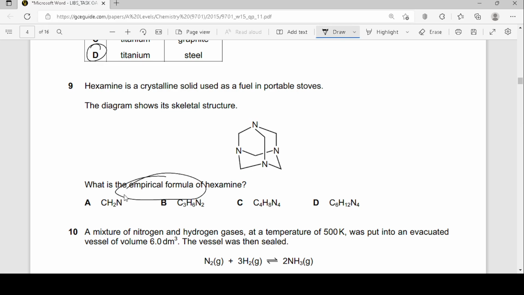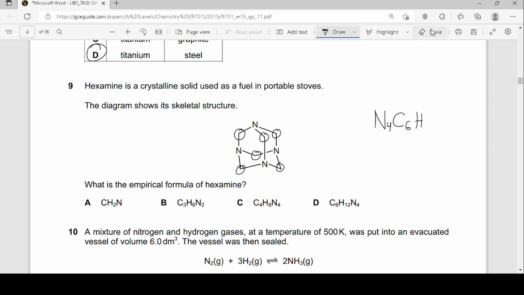So empirical formula is the simplest whole number ratio, right? So I have 1, 2, 3, 4 nitrogens, so let me write N4. And then how many carbons do I have? Carbon is at every junction, so this is 1, 2, 3, 4, 5, 6. I should have 6 carbons. So that makes it C6.